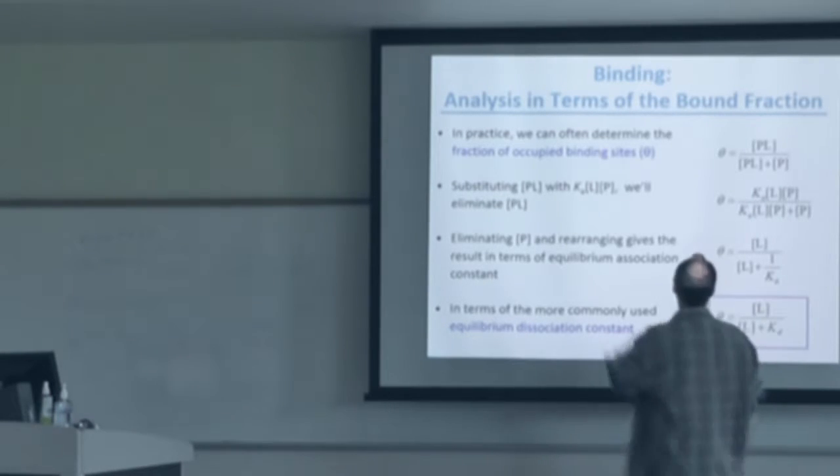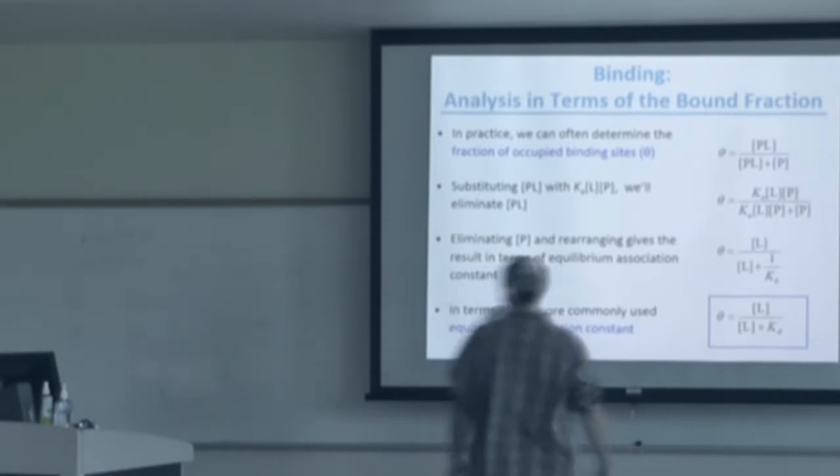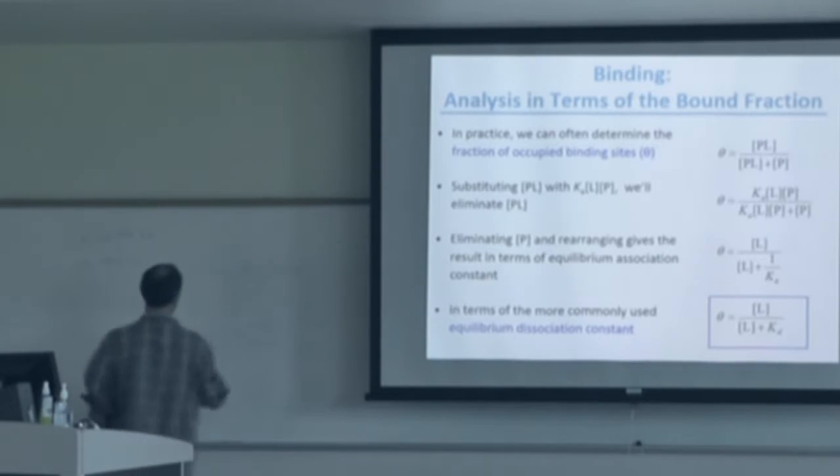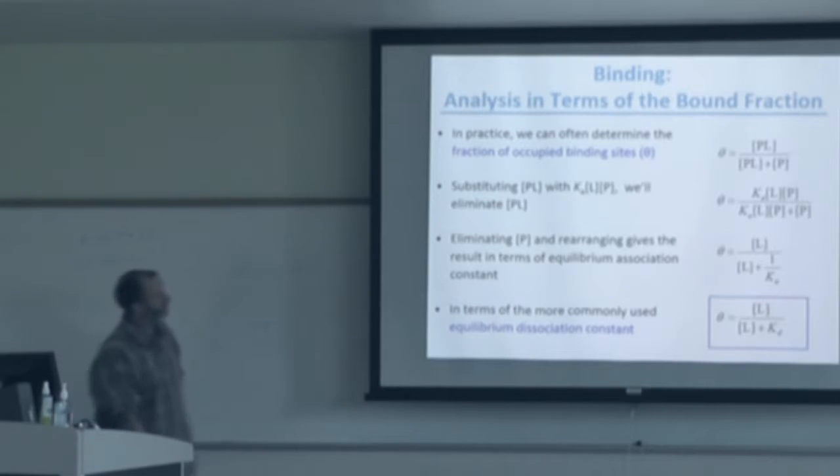And if you look, you can kind of take these from the equation here. We have this Ka equals AB divided by A times little b. So you can solve for the AB.